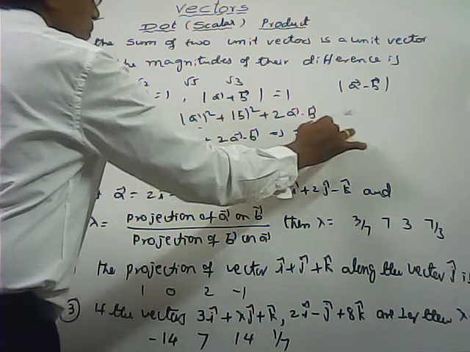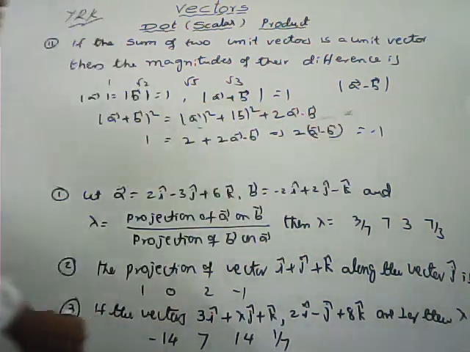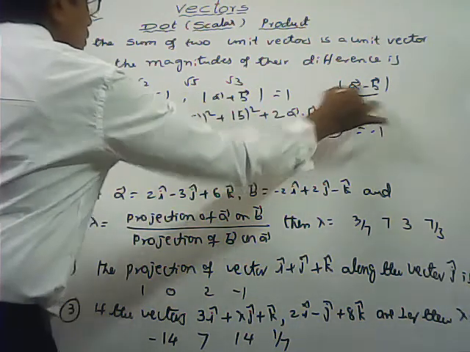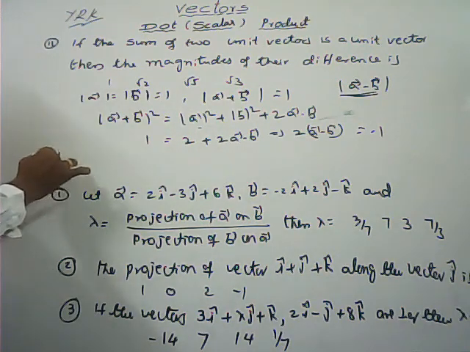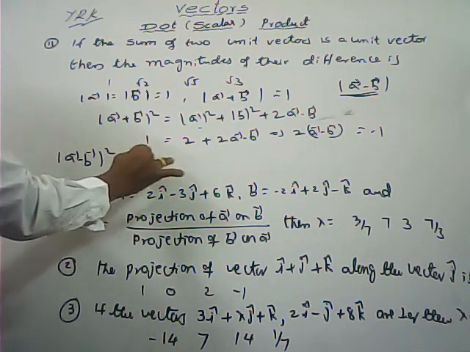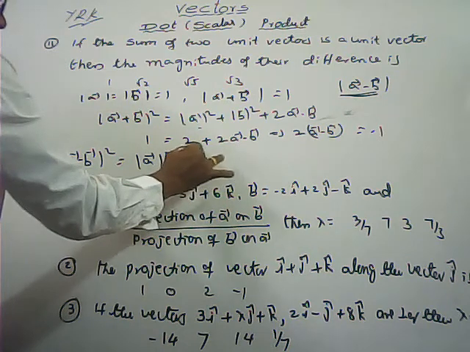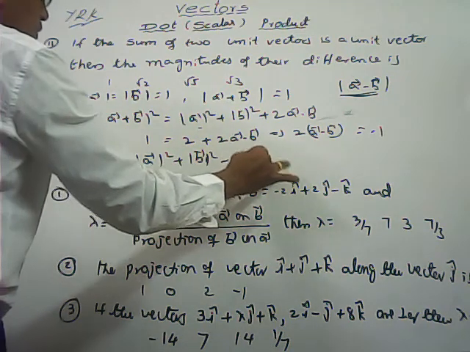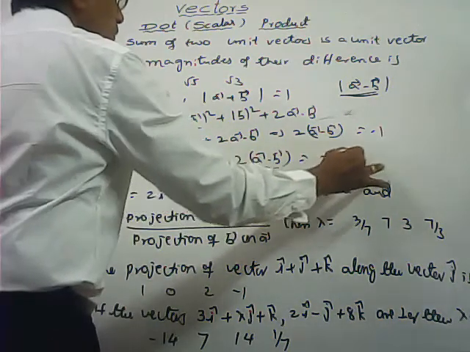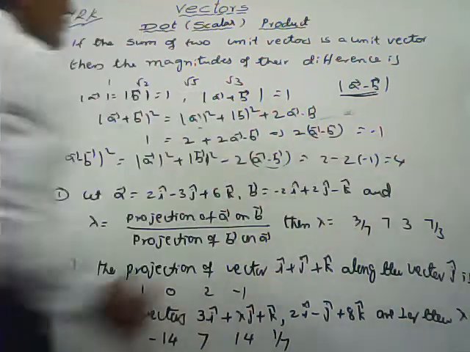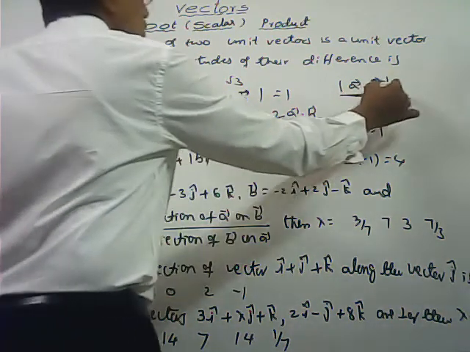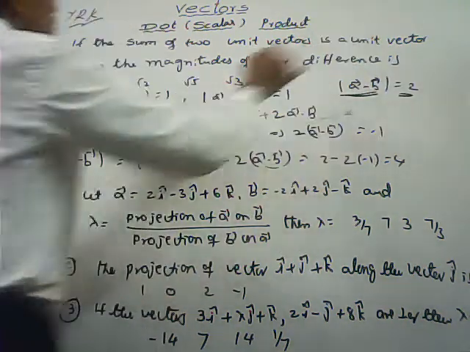that implies 2 into A bar dot B bar is equal to minus 1. A bar dot B bar is equal to minus 1 by 2, we can also write. Now here we want the value of modulus of A bar minus B bar. I am taking the square of this one. So modulus of A bar square plus modulus of B bar square minus 2 into A bar dot B bar. These are unit vectors, 1 plus 1, 2, minus 2 into this is minus 1, total 4. So modulus of A bar minus B bar whole square is equal to 4. So modulus of A bar minus B bar is equal to 2.